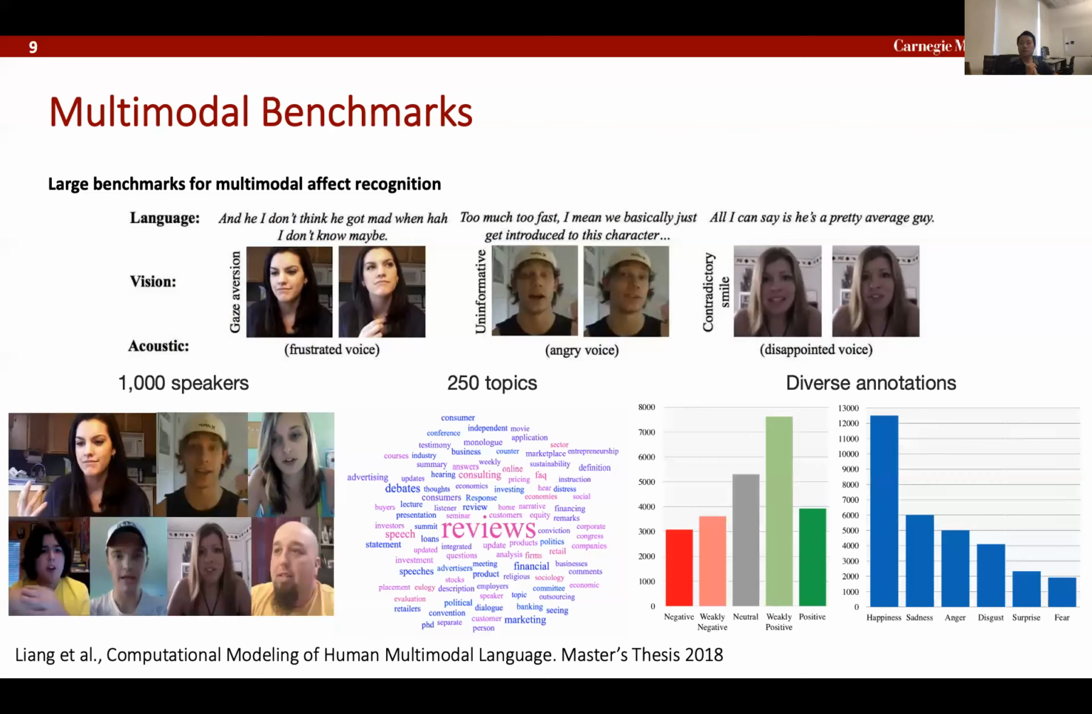So we have built some very large-scale benchmarks that contain diversity in speakers, topics, annotations. They all involve a single human speaker expressing their intentions and their behavior and their feelings through these multimodal videos. Having diversity in speakers, topics, and annotations enables us to have generalizable studies of multimodal communications in humans and build large-scale models that learn from data.